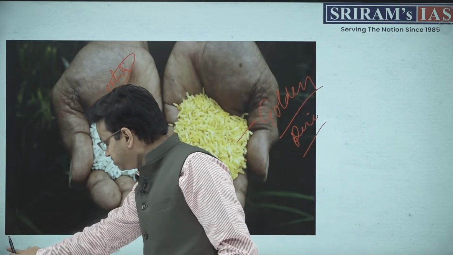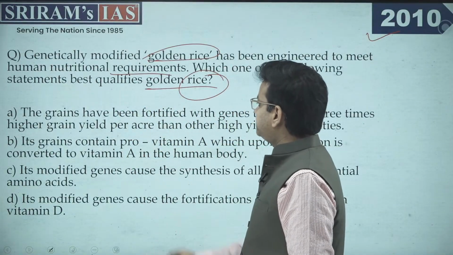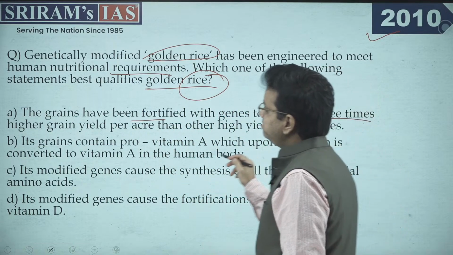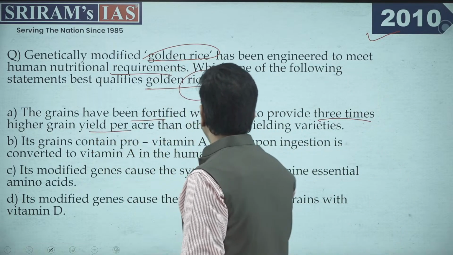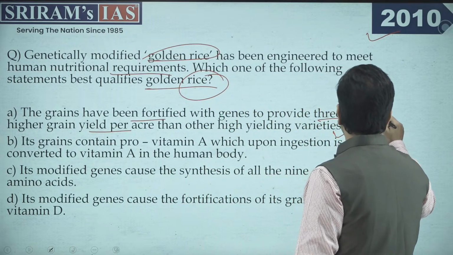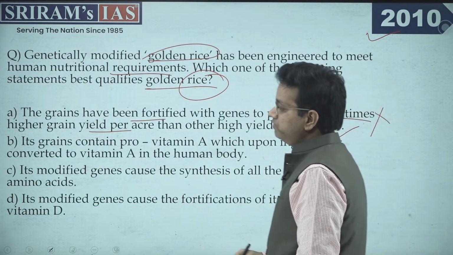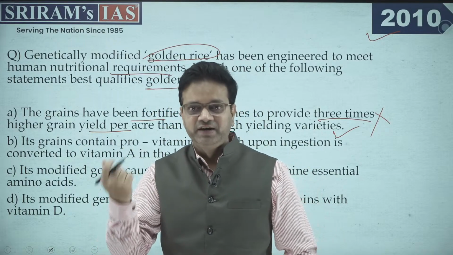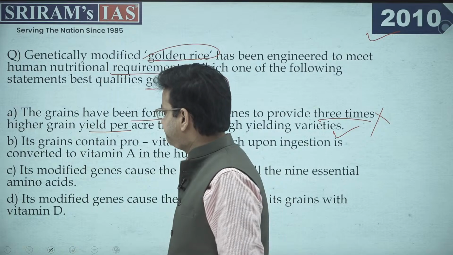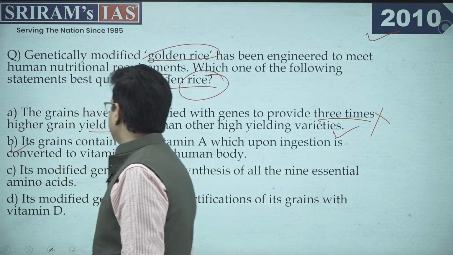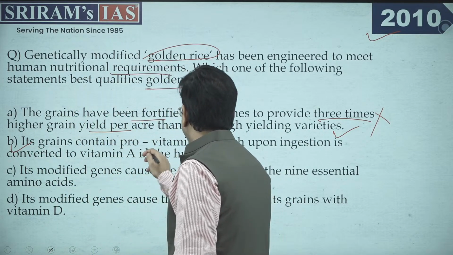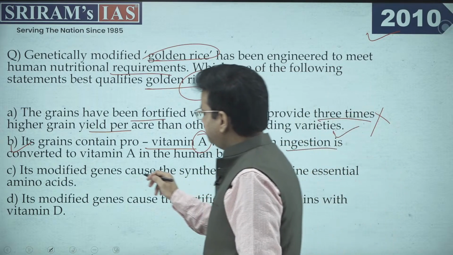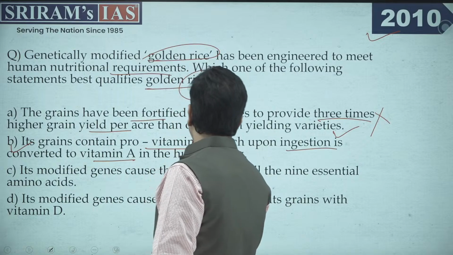Now let's look at the statements which are given. First, the grain has been fortified with genes to provide 3 times higher grain yield per hectare and higher in varieties. Now this has nothing to do with the nutritional aspect of any food. We will come to fortified foods as well. Second is the grain contains provitamin A, which upon ingestion is converted into vitamin A in the human body.